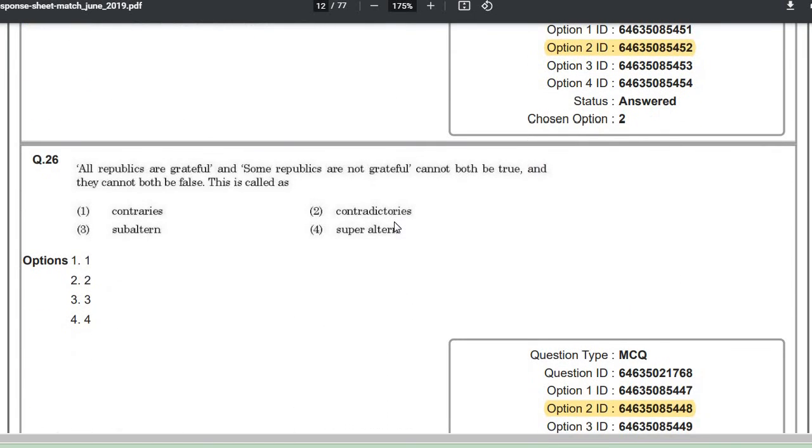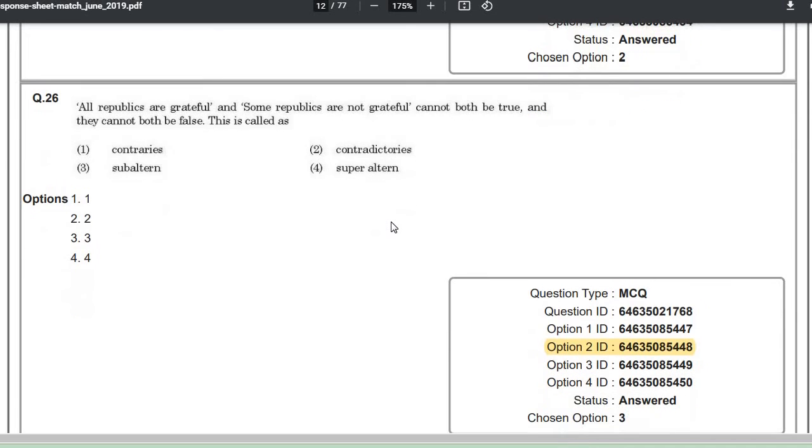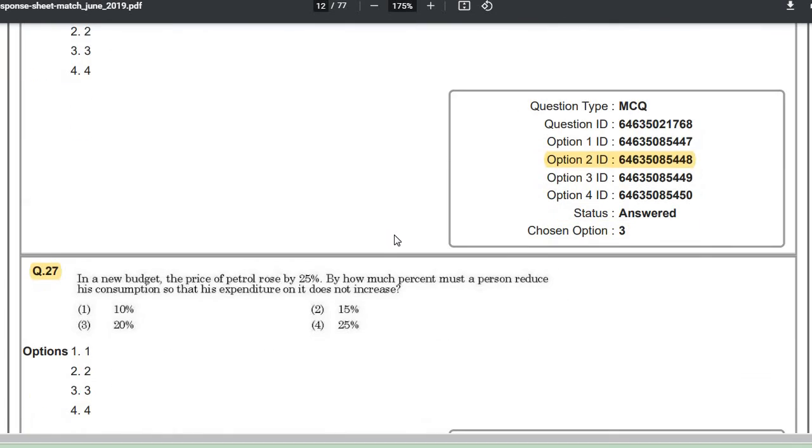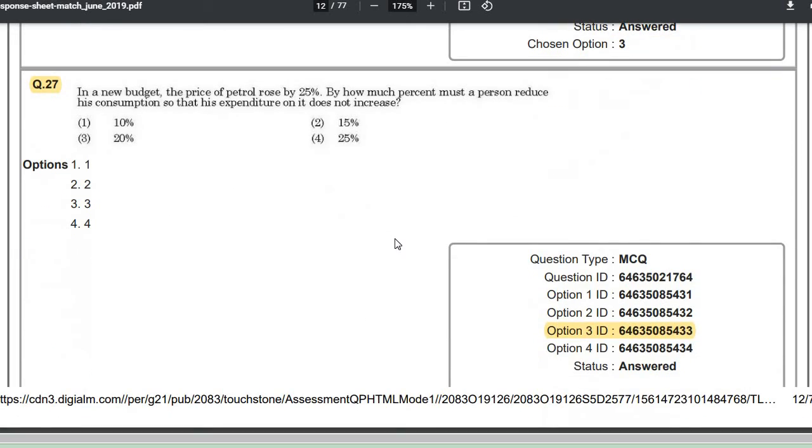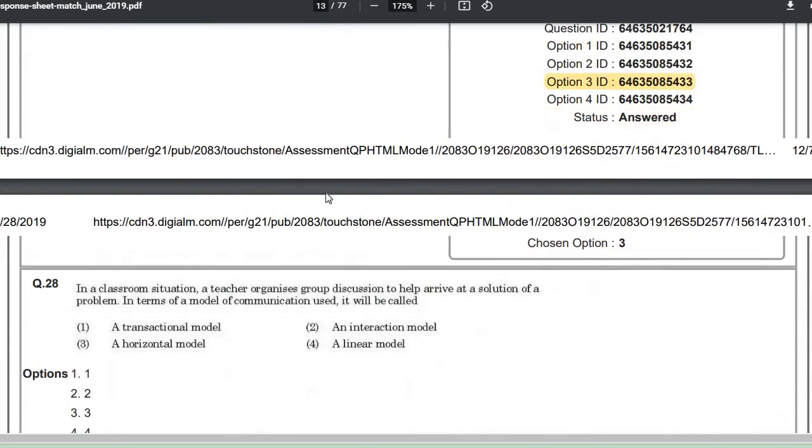And next, all republics are grateful and some republics are not grateful. They cannot both be true and they cannot both be false. What is this called? Whenever the situation is that they cannot both be true and cannot both be false, that is called contradictories. So the answer for this is contradictories. And for question number 27 also, I will explain on the board.